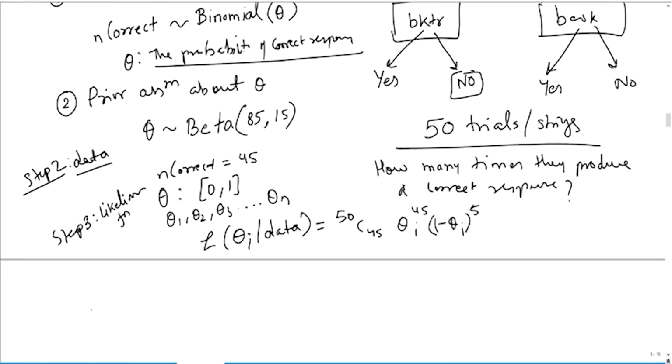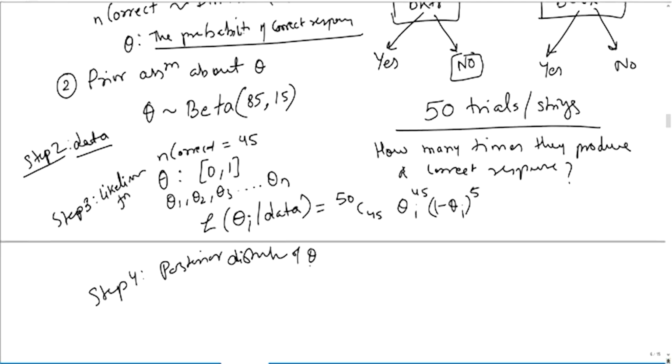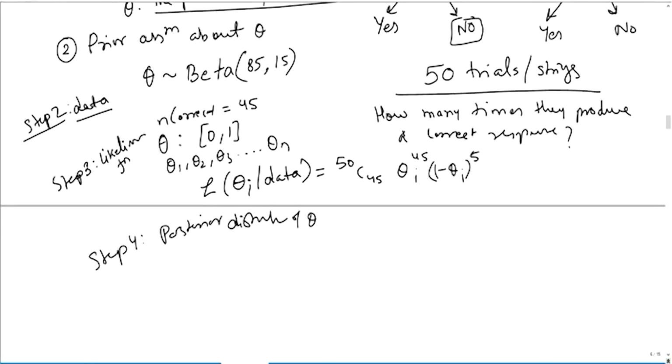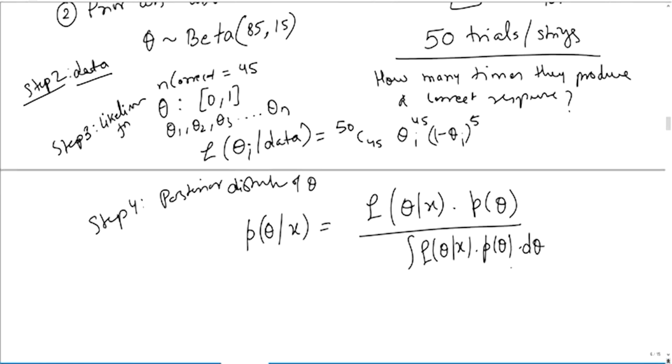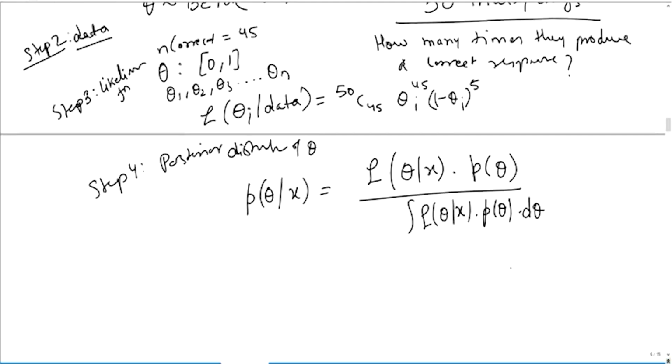Once you have the likelihood function, now you can estimate the posterior distribution, the posterior distribution of theta. How do I estimate the posterior distribution? So what was Bayes' theorem? The posterior distribution of theta given some data x is given by likelihood times prior divided by marginal likelihood. So that was the posterior distribution of theta. How do I calculate this?